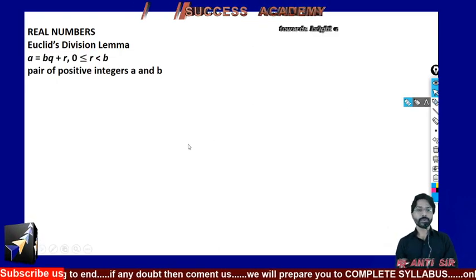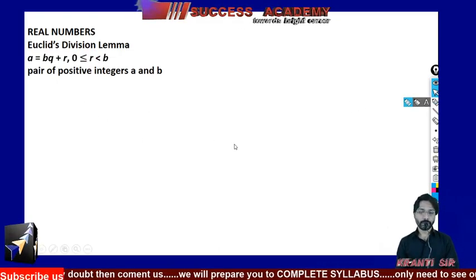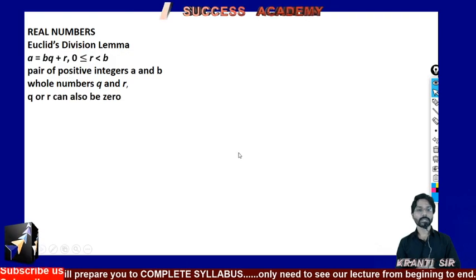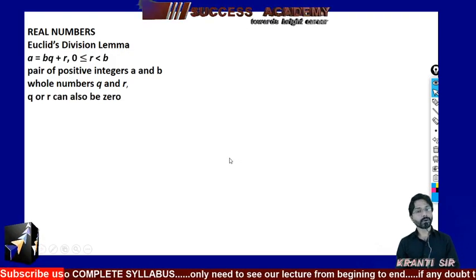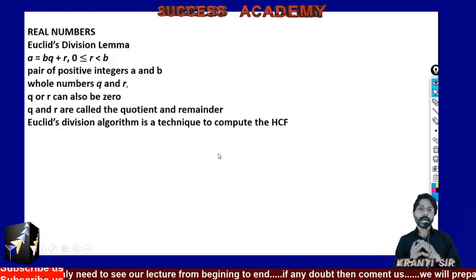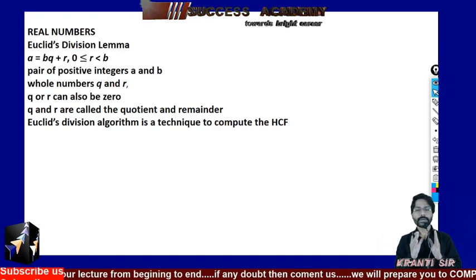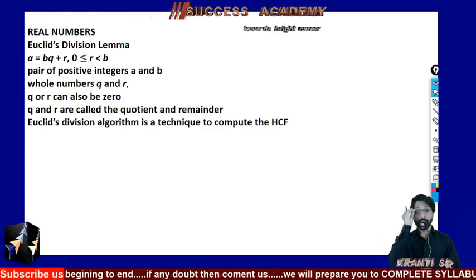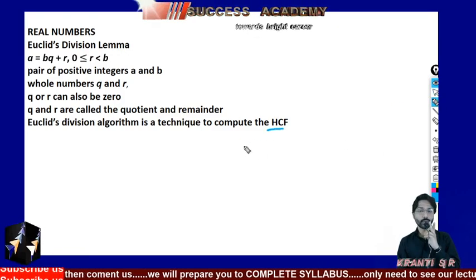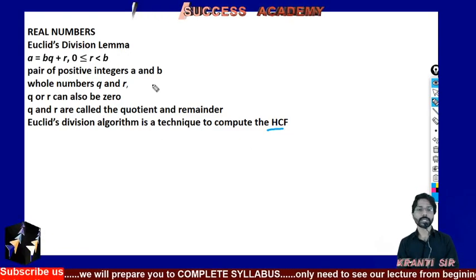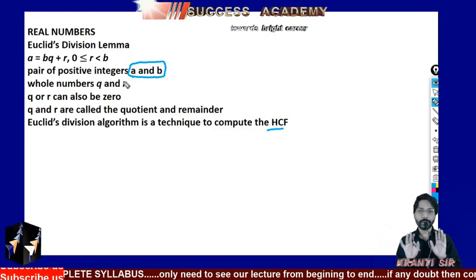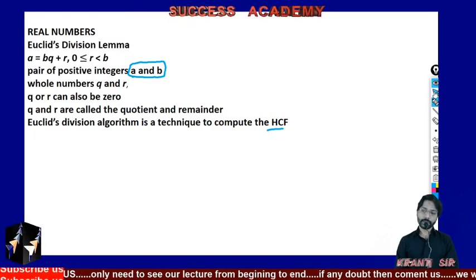I had already told you that a and b are two positive numbers. Q and R are quotient and remainder, and these are whole numbers. Q and R can be 0. Yes, I had already said about it. And I had already told you that Euclid's division algorithm is useful to find out the HCF of given two positive integers, and those two positive integers will be represented by a and b.